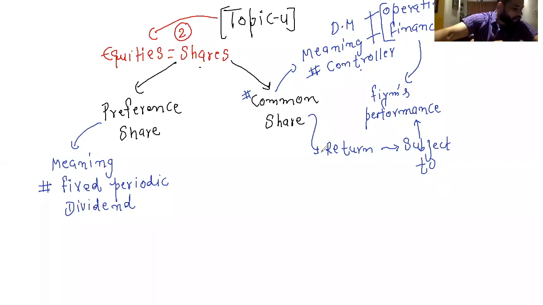So let's move on. Now we will study the characteristics of preference shares, or the types of preference shares. Better I say types of preference shares, right? And the second thing is rights. What rights do preference shareholders have? What rights do they normally have?